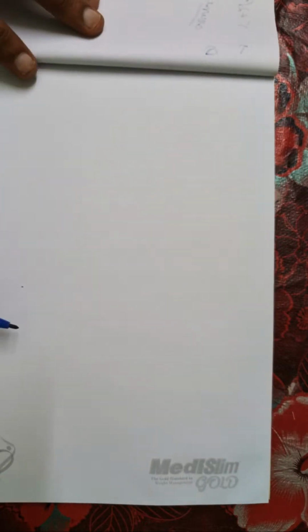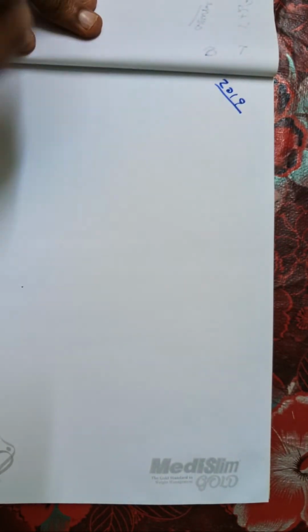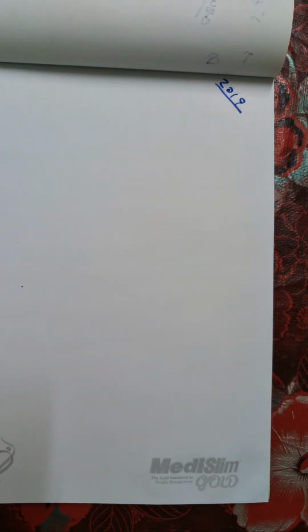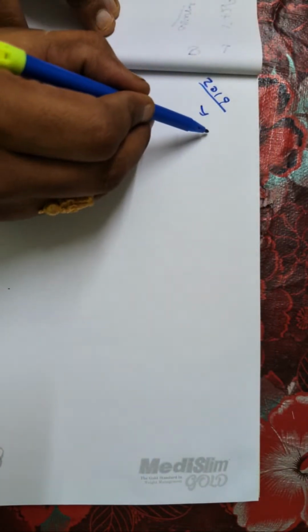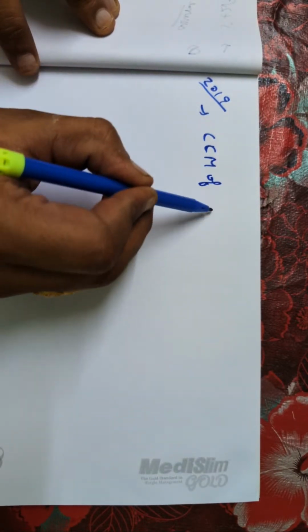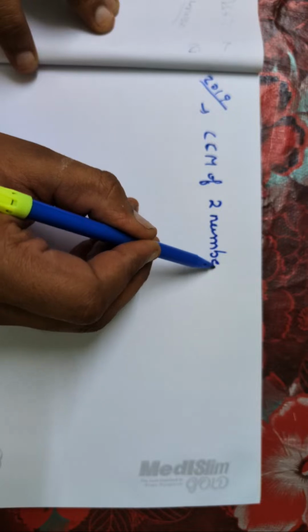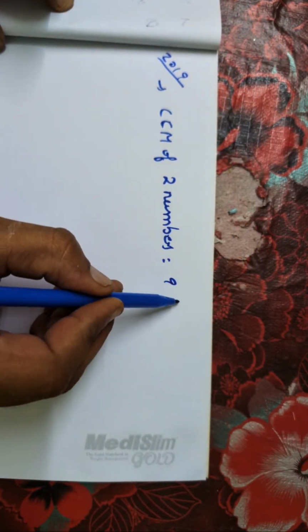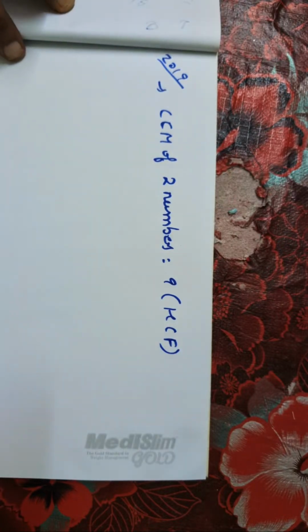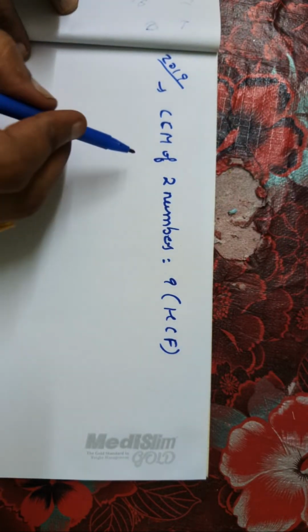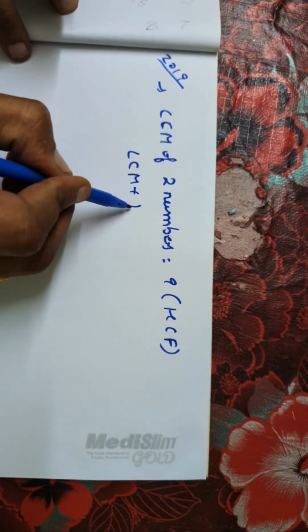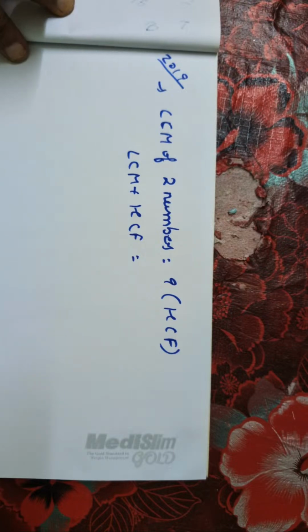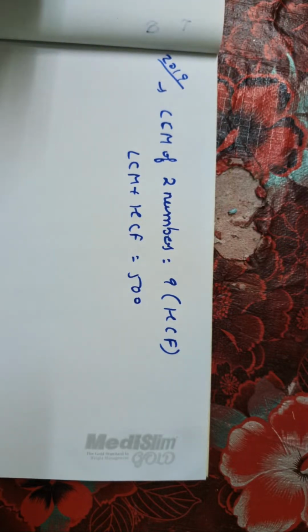So 3 years are done. Let's go with 2019 and we'll conclude with this. So again, same question. The LCM of two numbers, they have mentioned that LCM of two numbers is 9 times the HCF. They have also mentioned the sum of LCM and HCF is equal to 500. They are asking what is HCF.